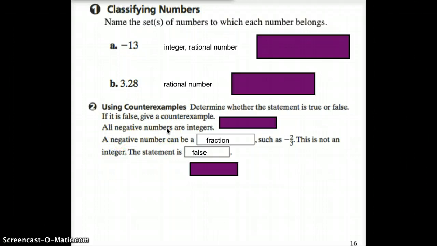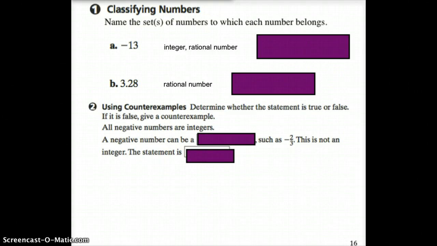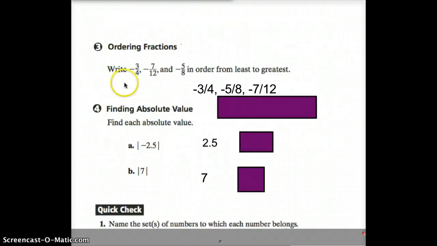No, negative numbers don't have to be integers. They could be fractions as well. They could be decimals. They could be even irrational, a negative irrational number. Can you think of one of those? Okay, great. All right, moving on to example 3.